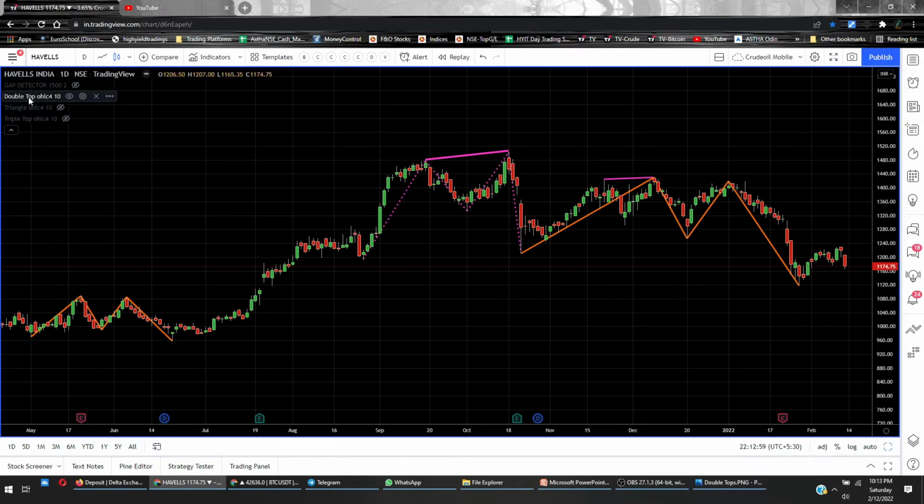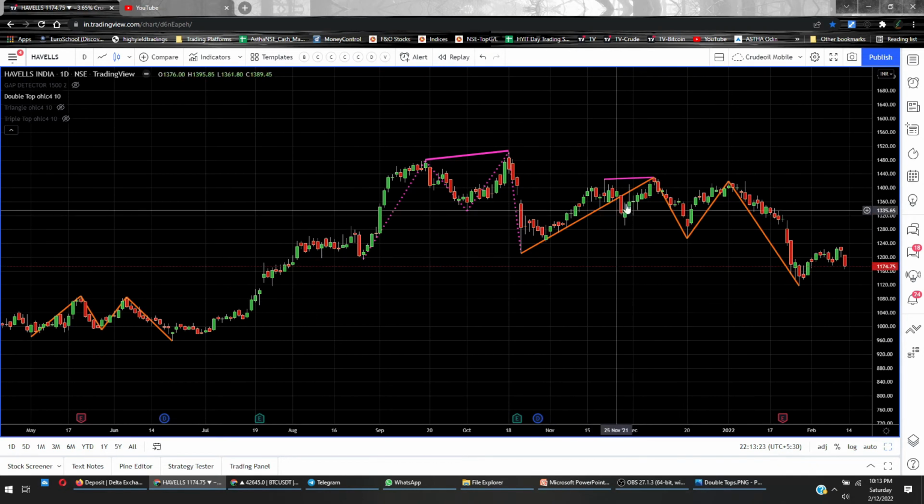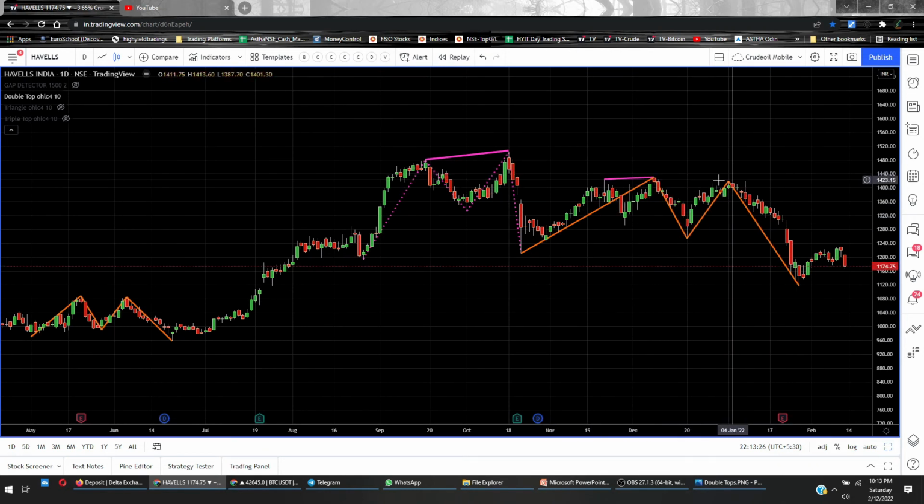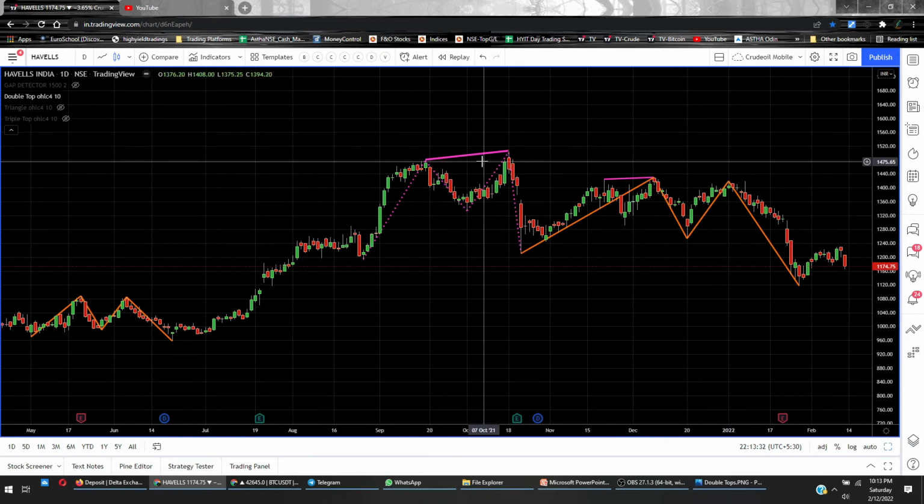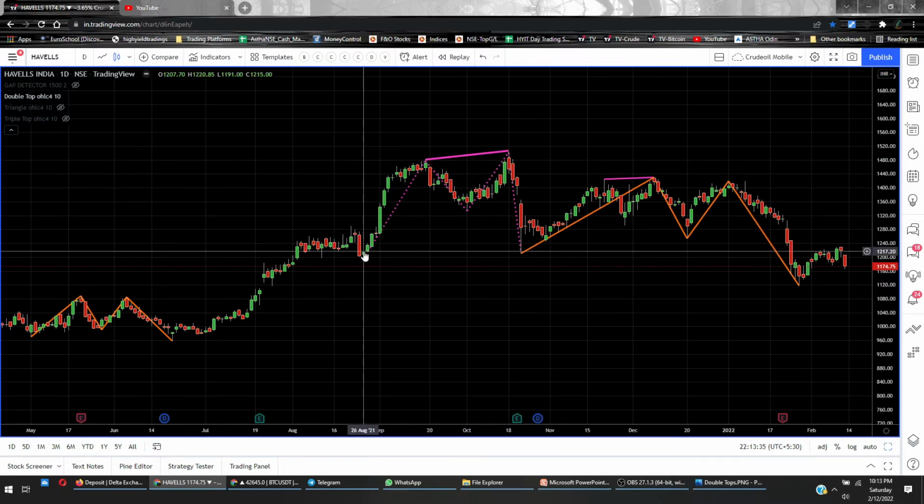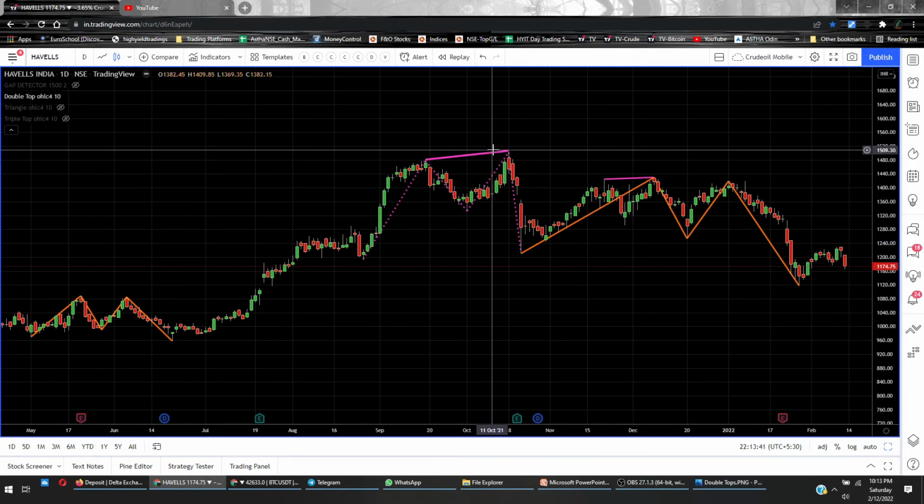If you have selected the double top, whenever a double top is formed on the chart in any time frame, it will be shown to you like this. Here it is, a double top. The ones in red lines are the ones which have been detected by TradingView automatically. This is one, and the second one is this one. This is another double top. The purple one that you see here has been found by me manually. Just to separate the manual from the automated one, I have drawn it with dotted lines in a different color, purple.